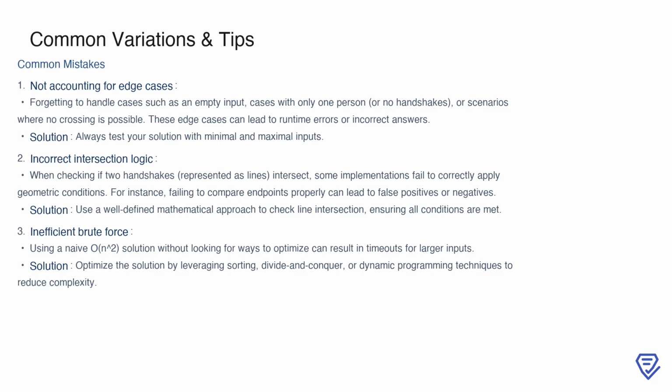Another frequent error arises from incorrect intersection logic. When checking if two handshakes intersect, the geometric conditions need to be applied precisely. Overlooking details, like how endpoints are compared, can result in false positives or negatives. To avoid this, use a clear mathematical approach for intersection checks. Lastly, relying on an inefficient brute force solution can be problematic, especially for larger inputs. A naive O(n^2) approach might work for small cases, but it will likely time out for larger ones.